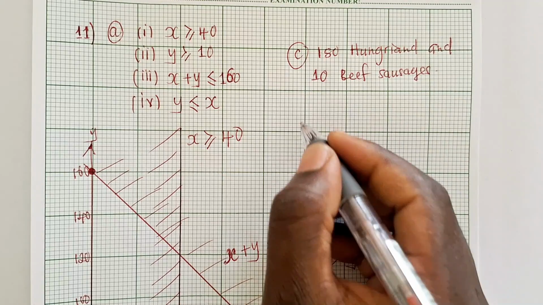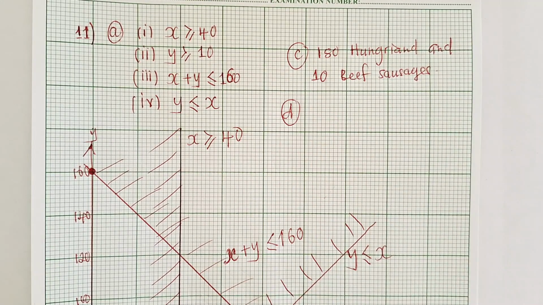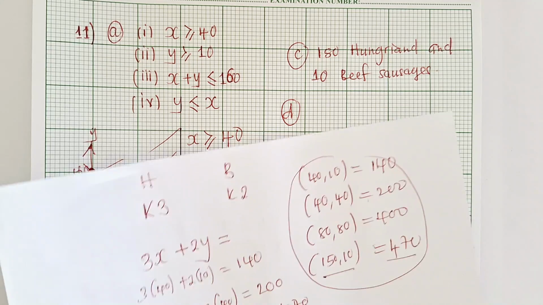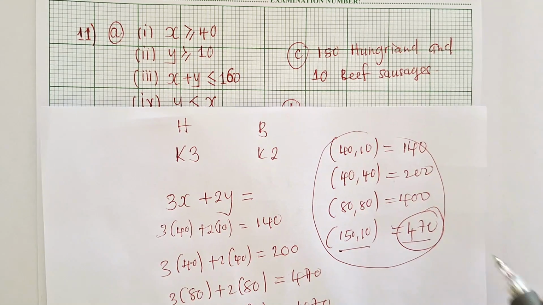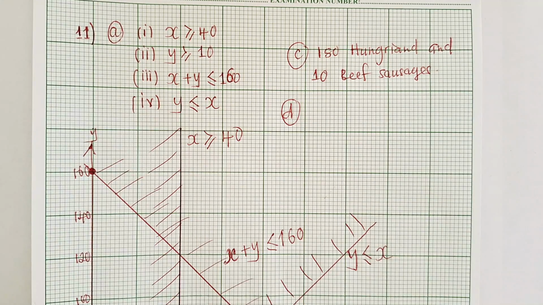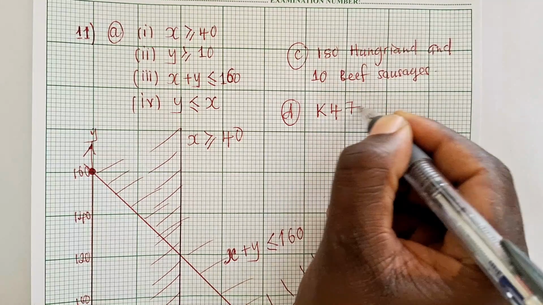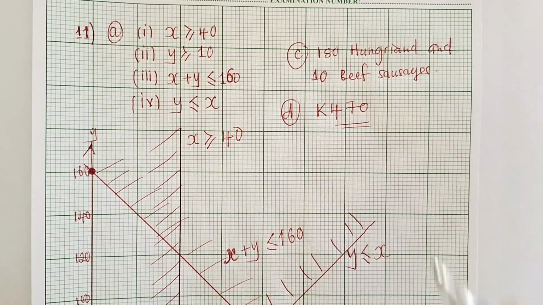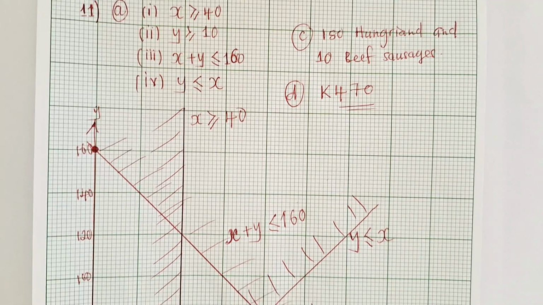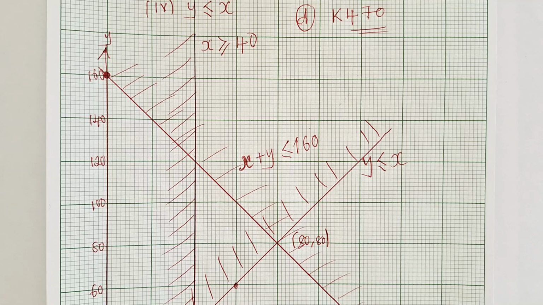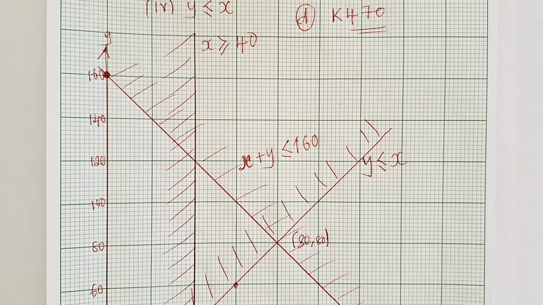That's the answer. And the last question, D, they are saying calculate the maximum profit. So for the maximum profit, you just get this value here, which is the highest value. Maximum profit will be a 470 kwacha. That's it. So this is how you get to answer this exam question. Remember to use a pencil. When answering all these, you use a pencil, not a pen.